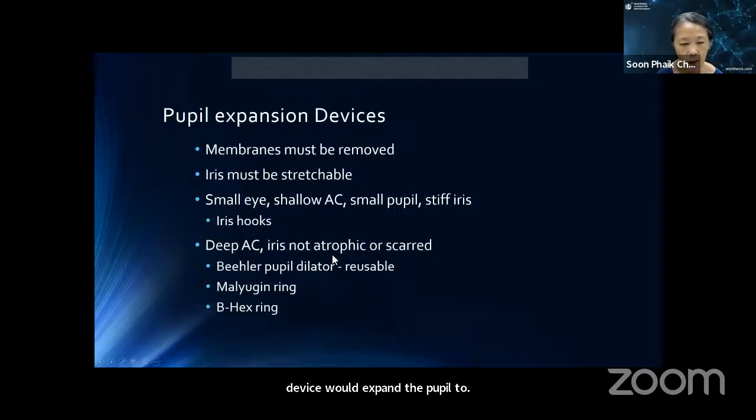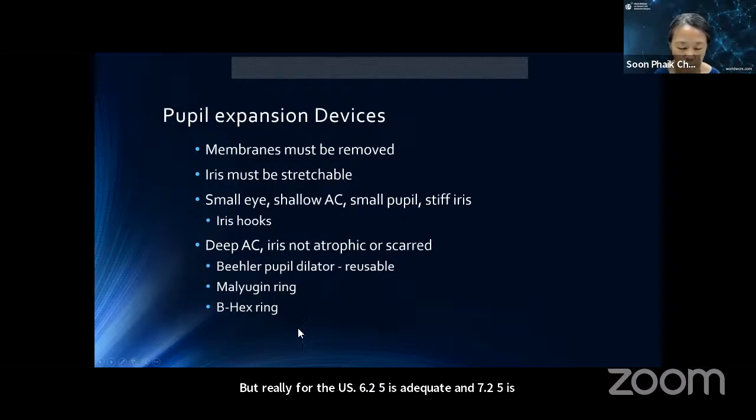You can use a Beeler pupil dilator, which is something you can reuse and autoclave, so that will actually save cost for your patient. I prefer generally to use a Malugin ring, and there are 2 versions there with different dilation sizes. But really for the uveitic eyes, 6.25 mm is adequate, and 7.25 is meant more for IFIS patients.